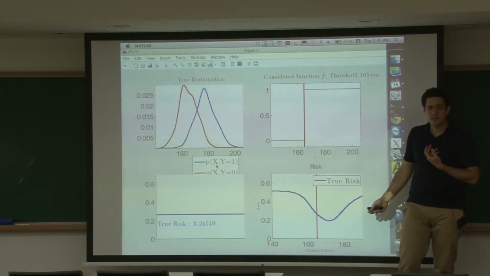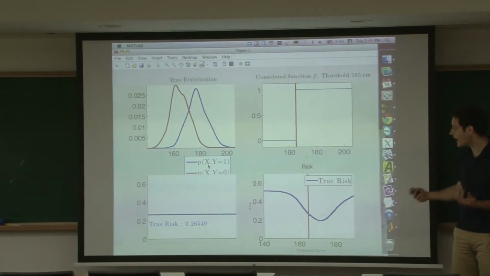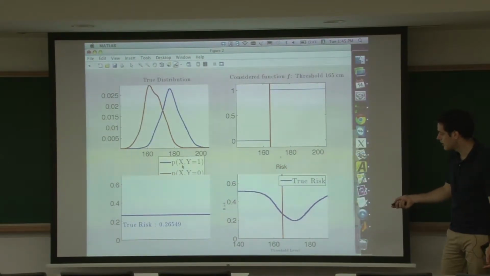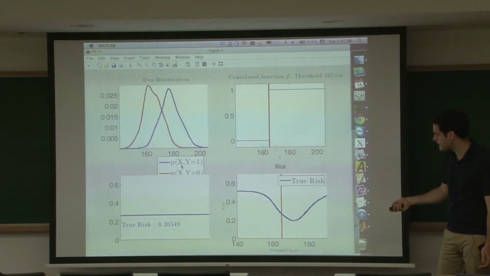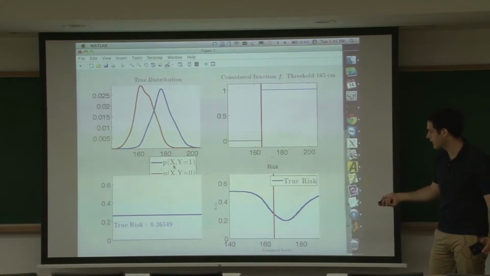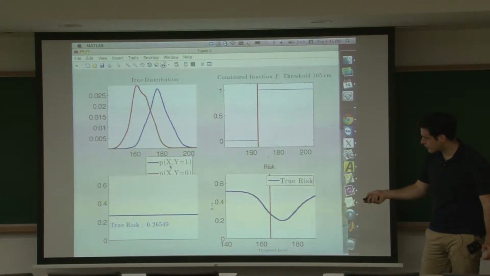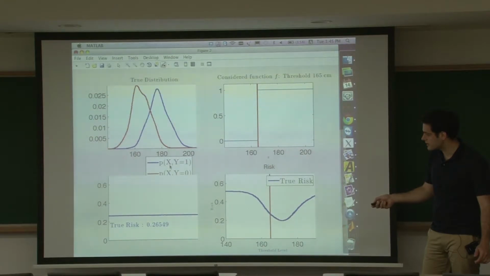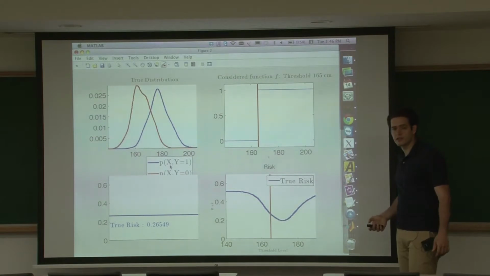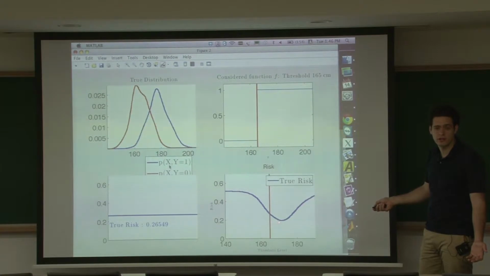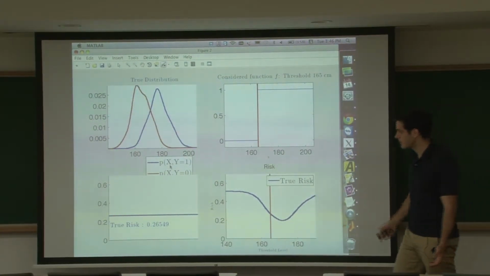What is the risk of this function? Well, if I have access to the real information, remember, I have access to this blue curve here. I'm selecting this threshold, which is arbitrary, 165. So it's basically this value here, which I have represented here. According to this distribution, the true risk, that is the number of mistakes that I would be making on average, is 0.26549. It's not too bad. It's not the best, the best is more here, but that's acceptable.